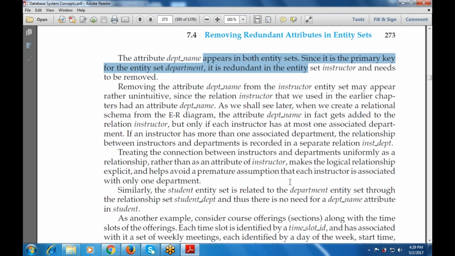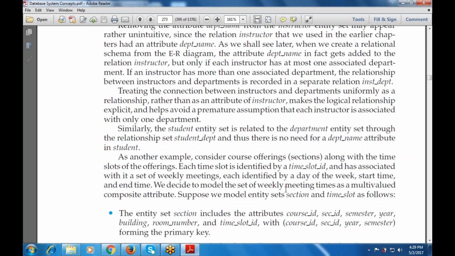Similarly, the student entity set is also related to the department entity set through the relationship set student department, and thus there is no need for the department name attribute in the student. As another example, consider course offering sections along with the timing slot of the offering. Each time slot is identified by the time slot ID.